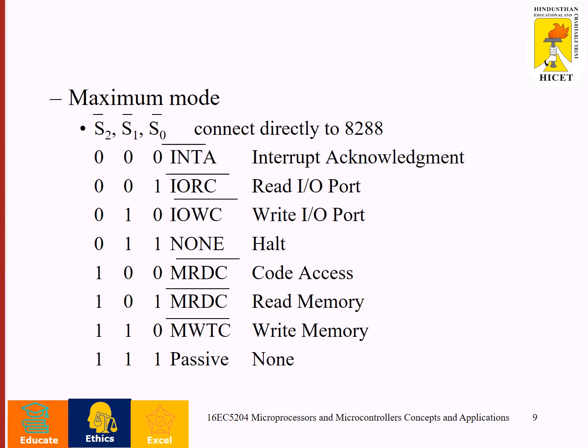This table shows the maximum mode machine cycle generation using the status lines S0, S1 and S2. Using S0, S1 and S2, the various machine cycles like interrupt acknowledgement, read I/O port, write I/O port, code access, read memory and write memory are generated.